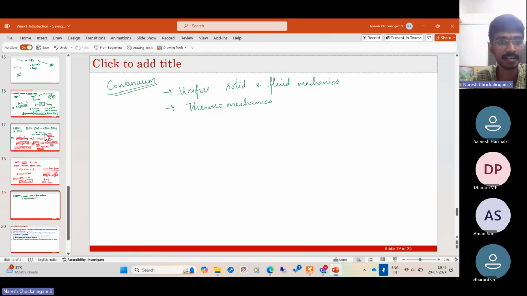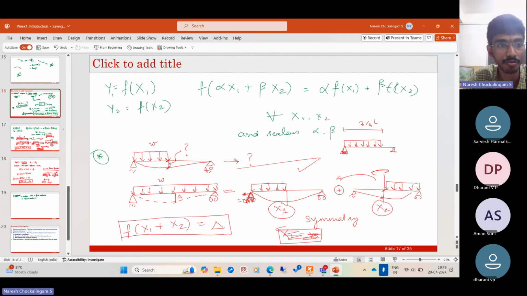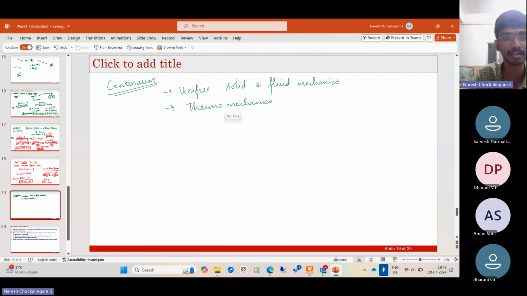For gases, for the very reason, as I said, gases have a much lower density, so that we may have very few molecules in a meter cube. So that cannot be treated as a continuum. So you cannot unify gas mechanics, but solids and fluids can be unified because there's a continuous flow of material, right? The material is a continuum.